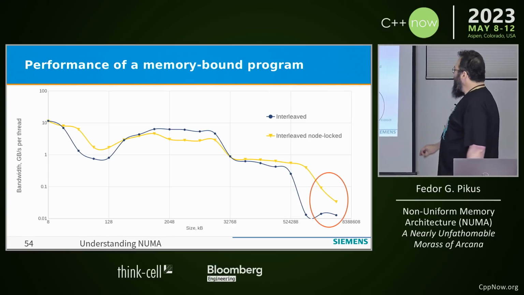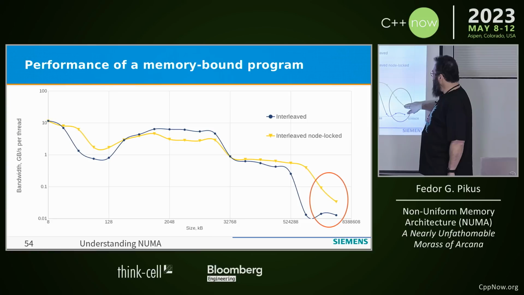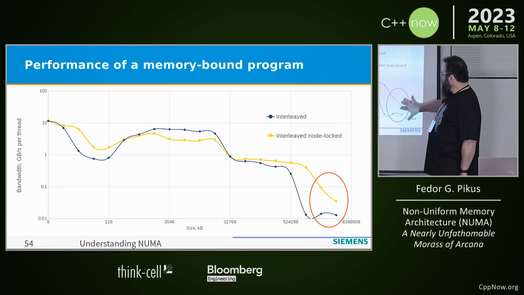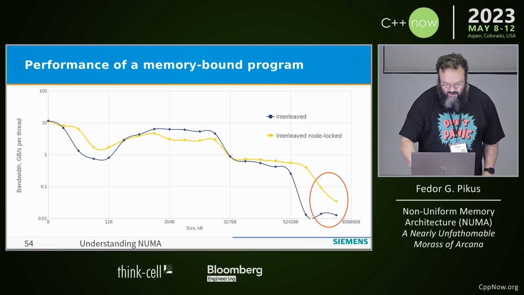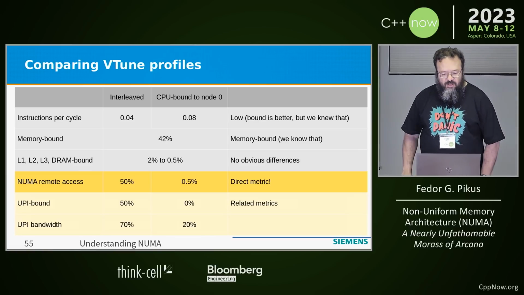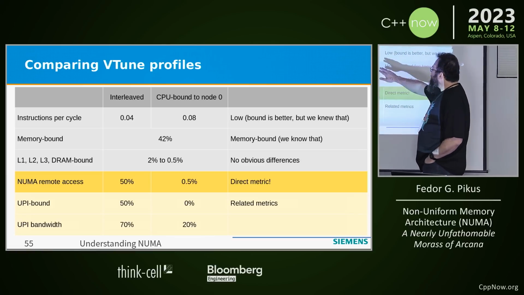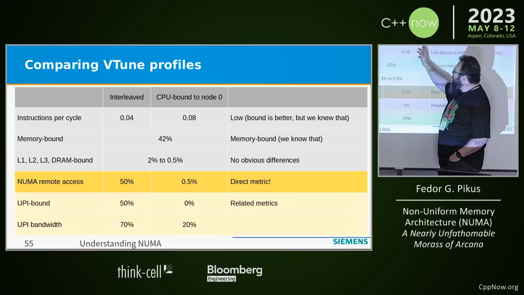Okay, so now we run our program here. Without numactl lock, with numactl lock, this is the interleaved writing. We're going to focus on this region and run it under the profiler. I'll just use VTune for this. Interleaved, CPU bound to node 0.